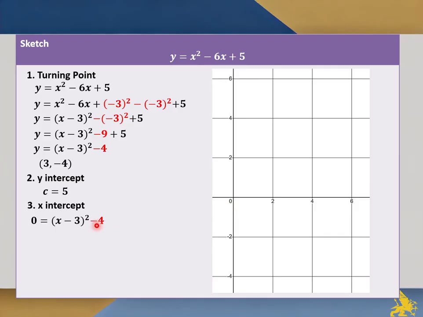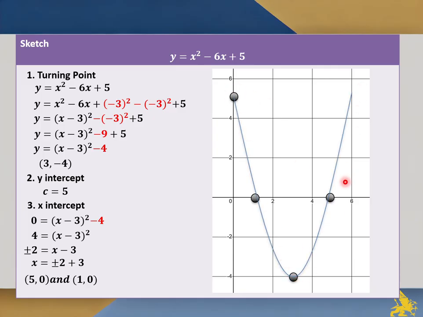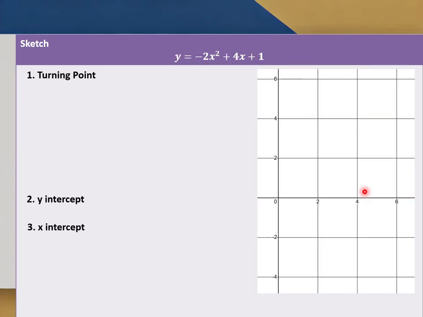To start off, I'm going to add 4 to both sides, and then I'm going to square root it. When I square root, 4 becomes 2, but it could be positive or negative. Then I'm just going to add 3. So that gives me positive and -2 plus 3. So I've got two answers here. 2 plus 3 is 5, and -2 plus 3 is 1. So 5, 0, and 1, 0. The next part is putting those points onto my graph and then drawing my line. Make sure that you do label each of these as a coordinate as you are graphing.